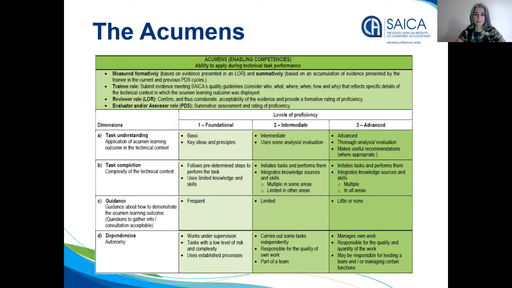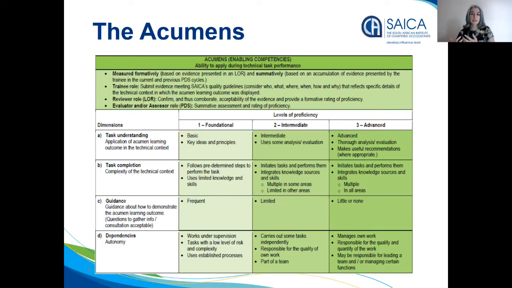When we get to an intermediate level, the trainee is starting to carry out some of the tasks independently. They're very much responsible for the quality of their own work, and this could be within the context of a team, or perhaps it's work that they're completing for themselves.